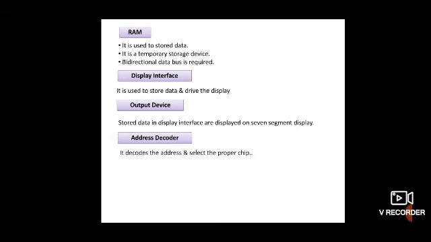And next is the address decoder. Address decoder means it decodes the address and selects the proper chip. What is the function of this address decoder? It decodes the address and selects the proper chip. Decoding, what is decoding? What is fetching? We will see this properly in the next lecture.